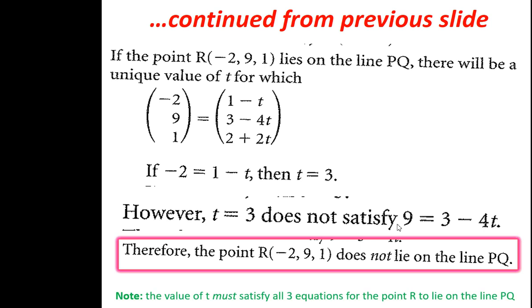So there's a lot in this kind of lesson. So it's a little bit confusing and a bit abstract. So feel free to play stuff back again and watch it again. We'll do some more examples too. So note the value of t must satisfy all 3 equations. It can't just be 2 of them. So you can't just check with 2. You've got to check that it satisfies all 3 of them for the point R to lie on the line PQ.